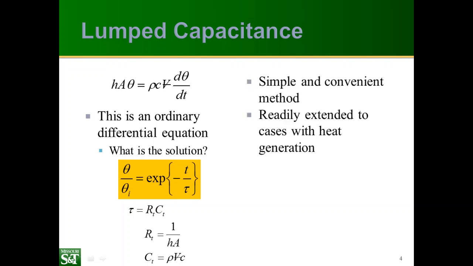We can reasonably readily extend it to cases with heat generation, and we'll talk about that on our next slide. But we can also look at this time constant and see how it behaves. If we go to dimensional analysis, we can look at this t over tau, and we can substitute our definitions for RC, and we get this hA t over rho V c. So we can actually break this up into two different terms. One is hL over k, and one is alpha t over L squared, where alpha is k over rho c_p.